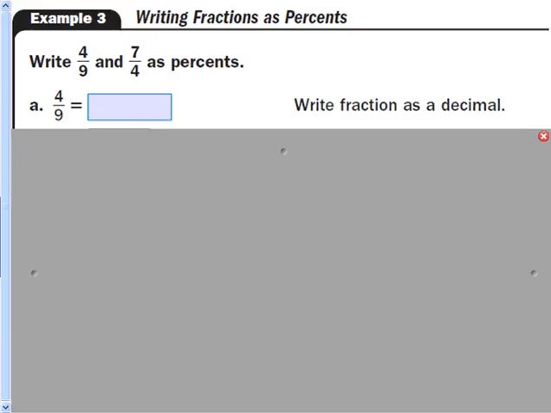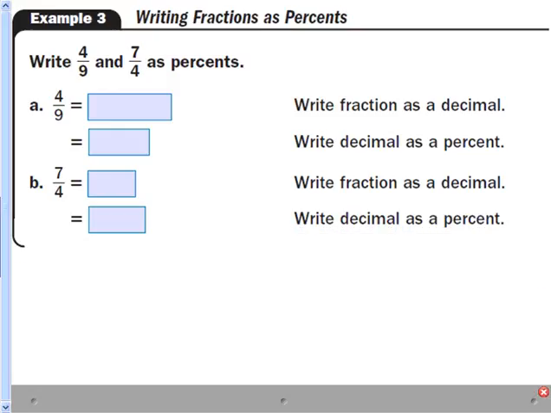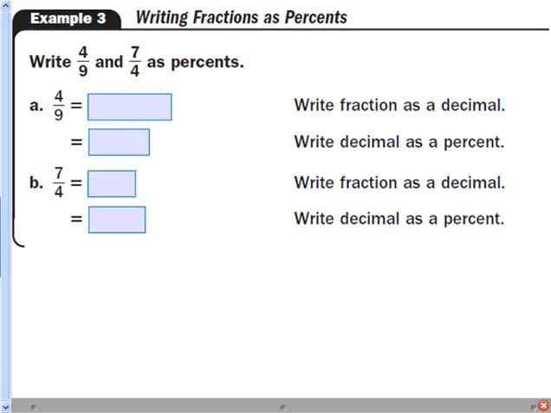We're given 4/9, and we're being asked to write it as a percent. We're going to go first to its decimal form, and then we can find its percent form. I'm going to work down here. 4/9 is 4 divided by 9. This time I'm going to use traditional division. 9 doesn't go into 4, so I'm going to add a decimal point and a 0, bring my decimal point up into the quotient, and start dividing.